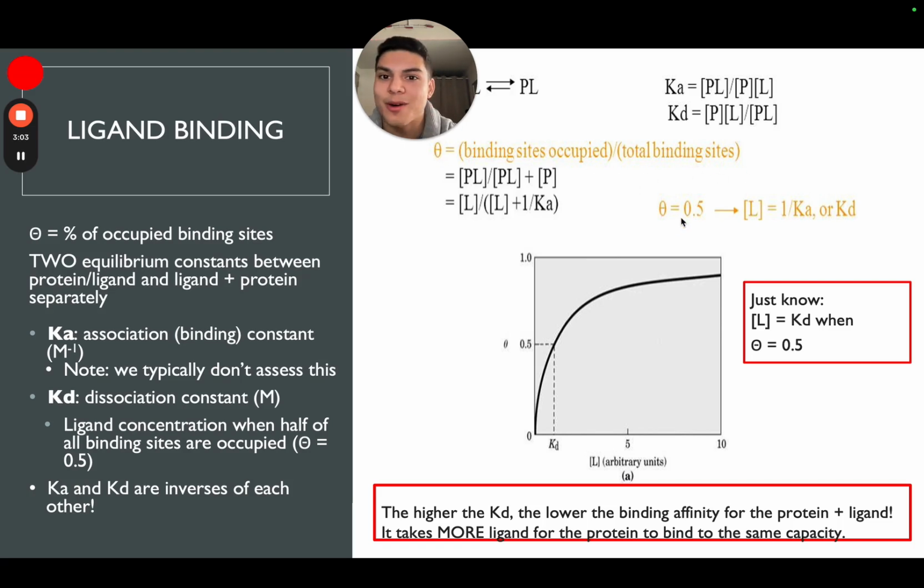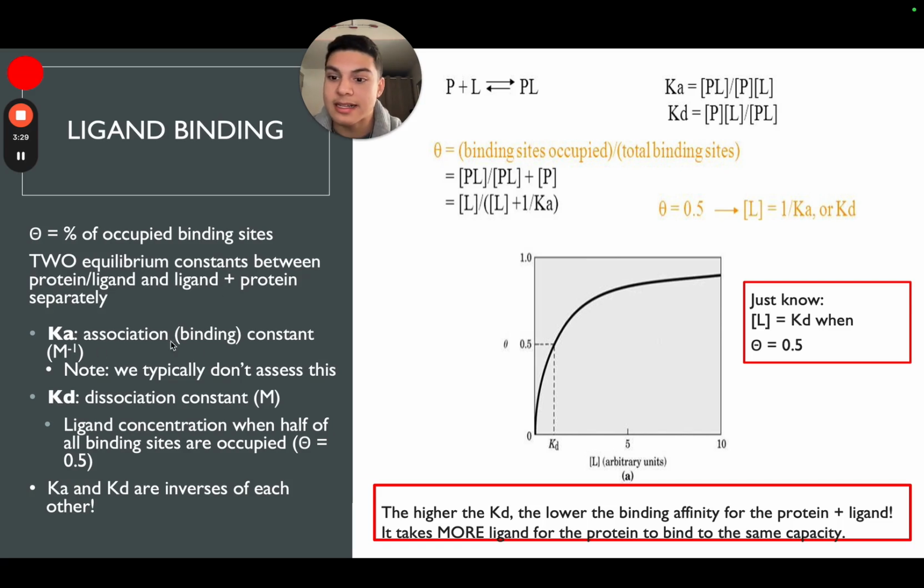Something to keep conceptually in your mind is that when theta is 0, we have no binding sites occupied by the ligand. So it means that our concentration is either 0 or so minuscule that it's essentially 0. And when theta is equal to 1, that's when all the total binding sites are occupied. Again, there are 2 equilibrium constants between the protein-ligand complex and the ligand plus protein that are separate, but they describe a similar concept. That's the association constant, which we briefly went over before, and also the dissociation constant.